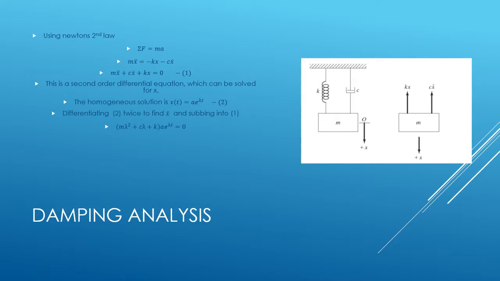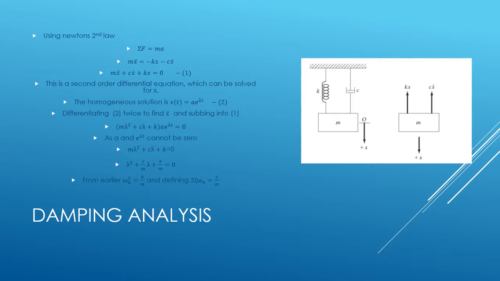So again, we have a second order differential equation which can be solved for x using a similar method to before, so just feel free to pause it and go through the maths. But yeah, we basically find a solution, differentiate it twice, then substitute it back into the original equation.